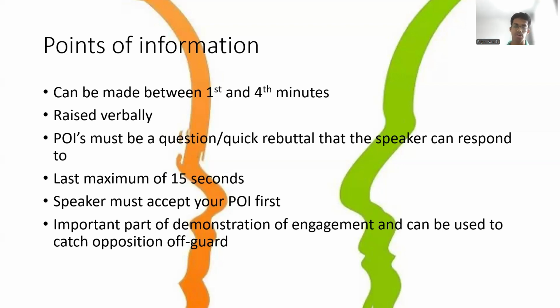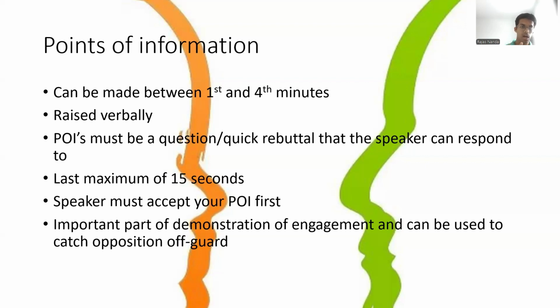The reason why this is important is because quite often students ramble on a bit too much. So make sure you have a very clear POI in your head. Maybe even write down your POI before asking it, so you can just read off your piece of paper what your POI is. And just make sure it's very brief.